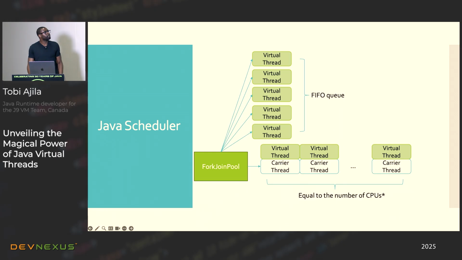So here's a little diagram that shows how it works. You have the fork join pool scheduler, which has a number of carrier threads. Typically, the number of carrier threads will be equivalent to the number of CPUs. However, there is a property that you can use to change this statically at startup time if you want. Each carrier thread is executing a single virtual thread at a time, and all the other virtual threads are effectively just waiting for their turn.